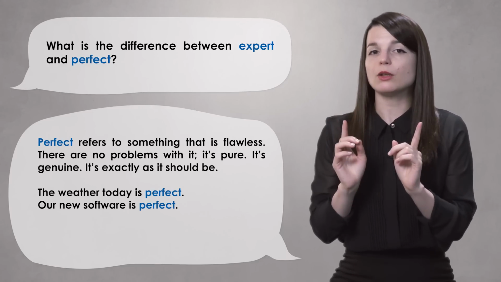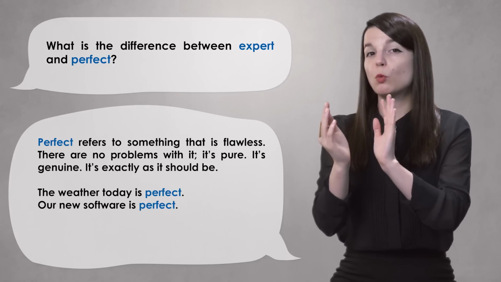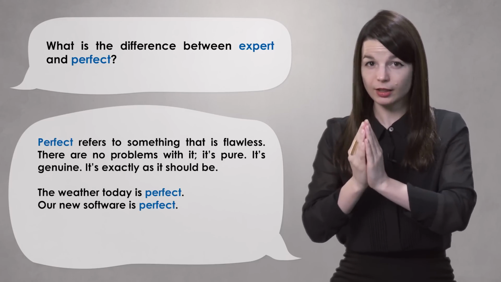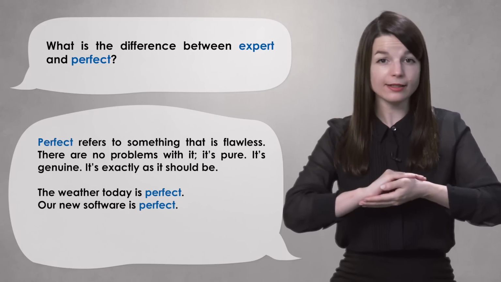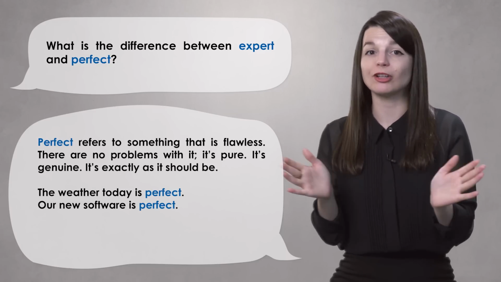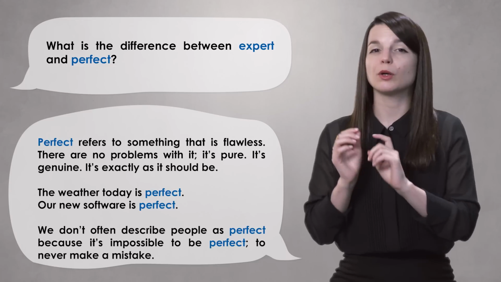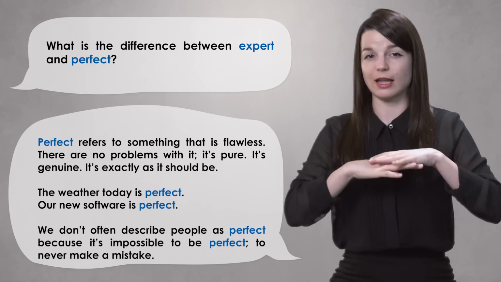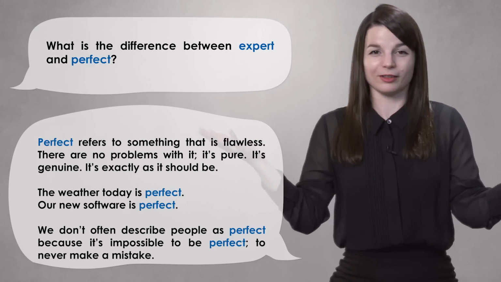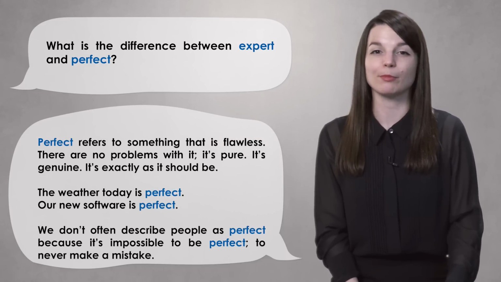So we might use the word perfect to refer to one specific action, like a trick in sports, or maybe a specific task that someone can do perfectly. But we don't really use the word perfect to talk about the person doing it, because that implies that they're flawless, which is impossible because we're all humans and we're not perfect.